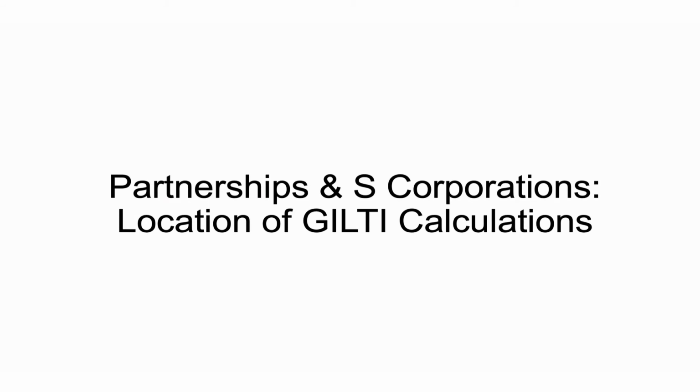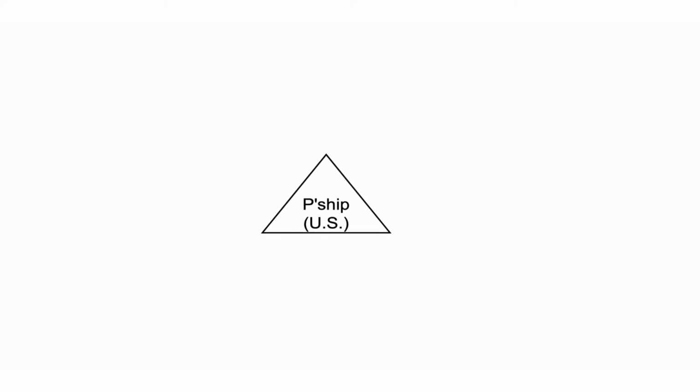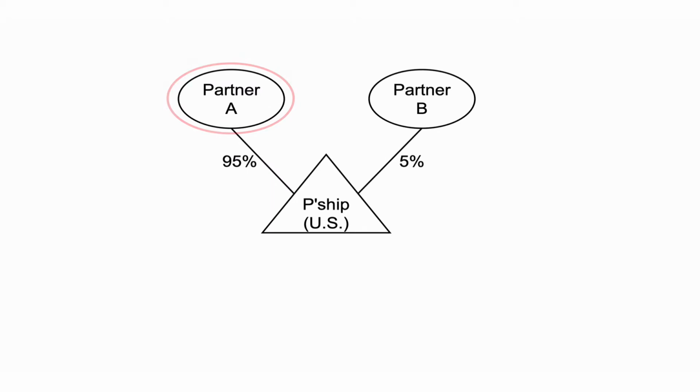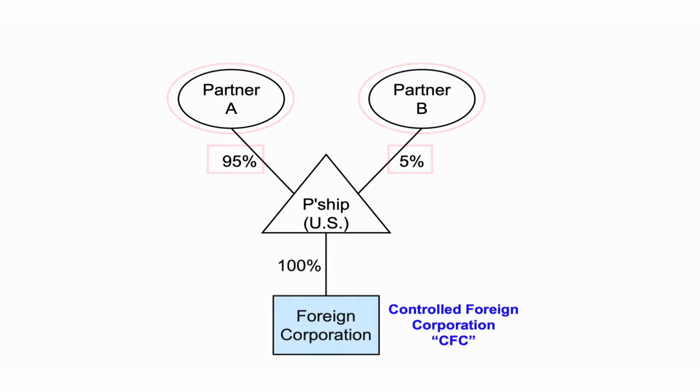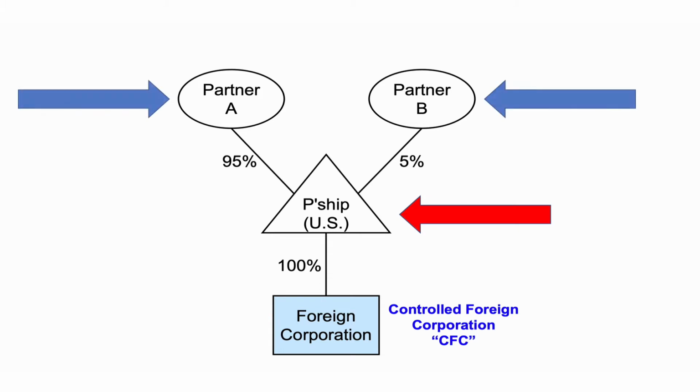In this video, we will discuss where GILTI calculations take place for domestic partnerships and S corporations. Let's start with a basic fact pattern of a domestic partnership with two partners. Partner A owns 95% of the partnership and partner B owns 5%. The partnership in turn owns 100% of a single foreign corporation that is a CFC. We will focus on whether the GILTI calculations take place at the partnership level or at the partner level.